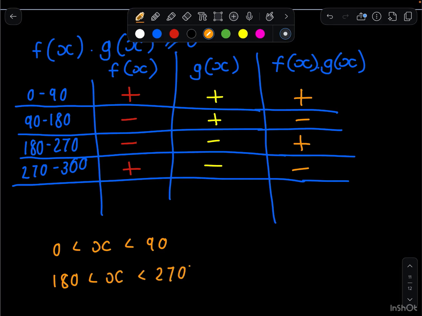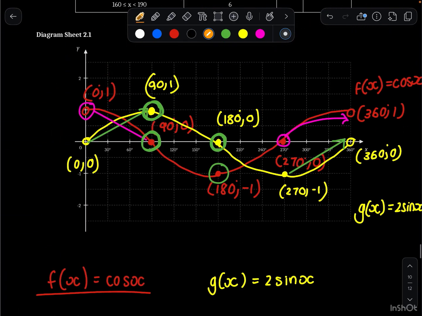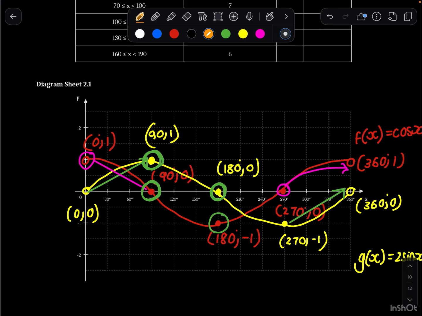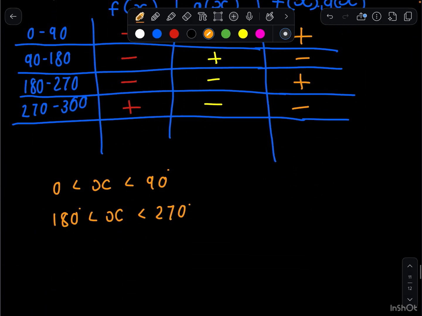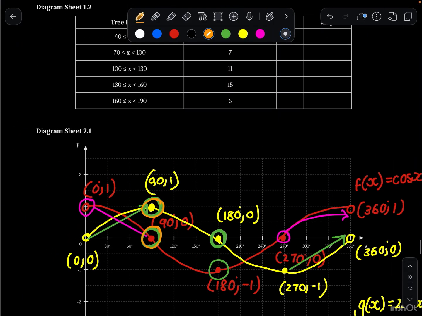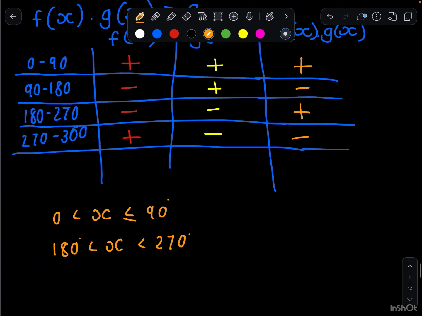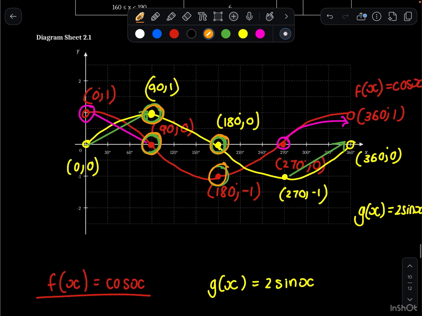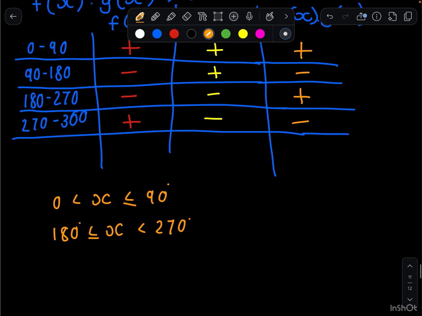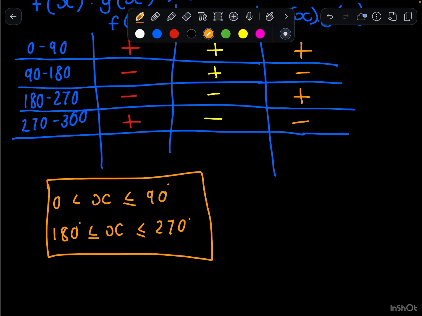Let's just check then where it is equal to 0. So at 90, we've got one that's positive and one 0. So if we multiply anything by 0, it is 0. So that is included. 180, we've got one 0, one negative. That is going to be 0. And 270, a 0 and a negative. So that is going to be included. And so this is where the product is equal to or greater than 0.